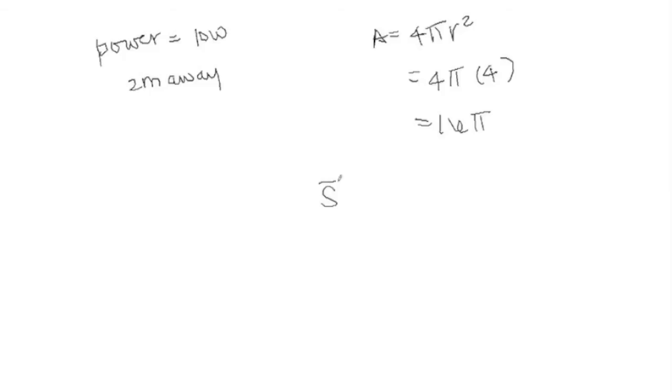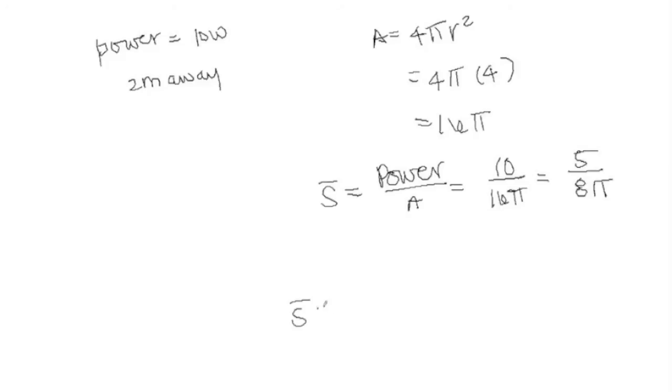And you know your intensity is power over area, which is 10 over 16 pi, which is 5/8 pi. And you're told to find the amplitude. And we know that, okay, so we know the amplitude of the magnetic wave. And we know S bar equals E_P squared over 2C mu naught.